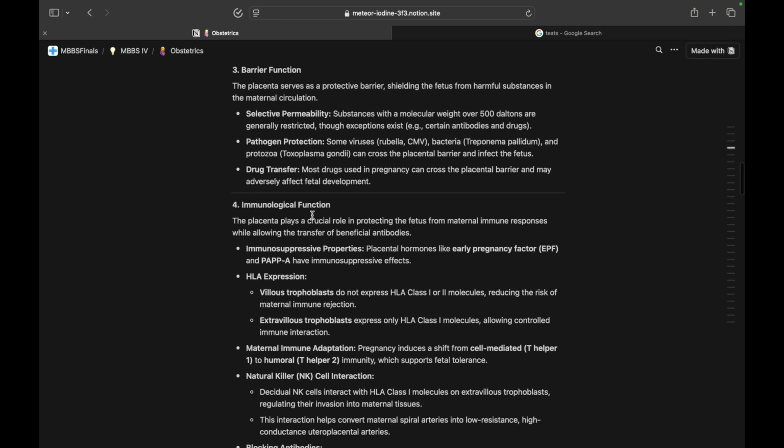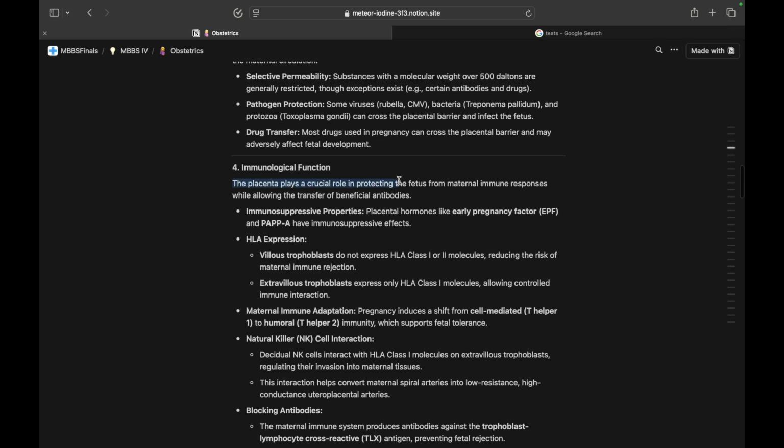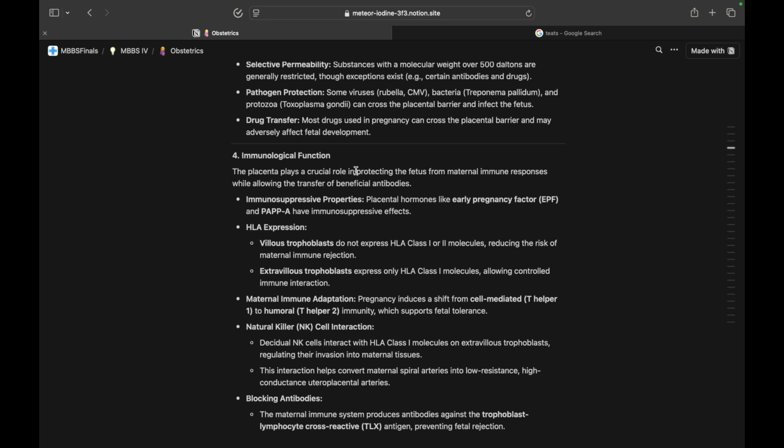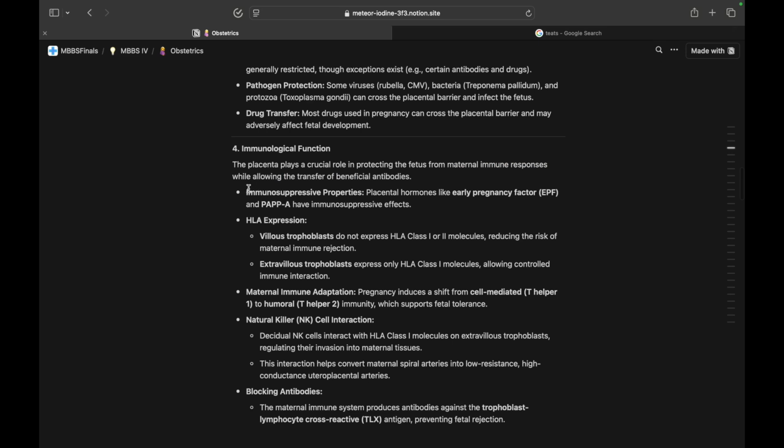Next, coming to the last function, which is immunological function. The placenta plays a crucial role in protecting the fetus from maternal immune responses while allowing the transfer of beneficial antibodies. On the maternal side, there are so many things going on and the fetus needs to be protected from the bad immunological environment, while the good immunological environment should support the fetus. So, here we can see the functions.